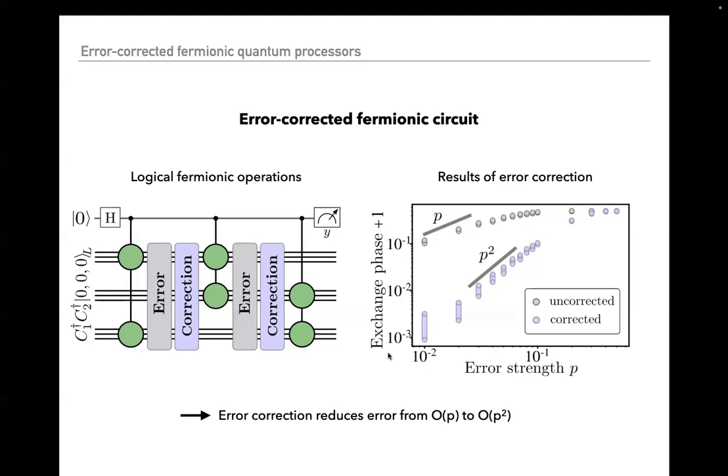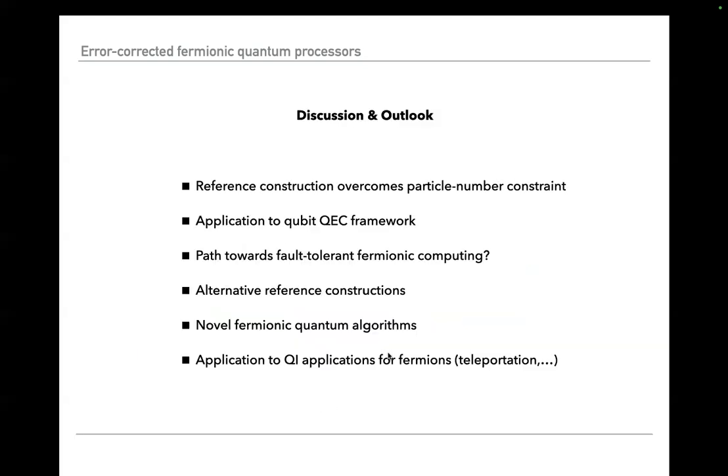So with this, let me summarize and say that I hope I convinced you that this reference construction allows you to overcome this particle number constraint in this fashion that can be implemented with hardware that is developed at this moment. We can apply this construction to quantum error correction, and we can now think about more general concepts from the quantum error correction framework and see how they can perhaps be imported into such a construction.